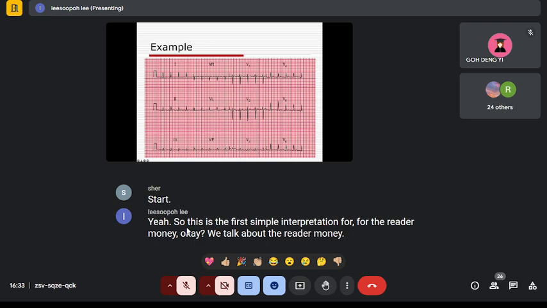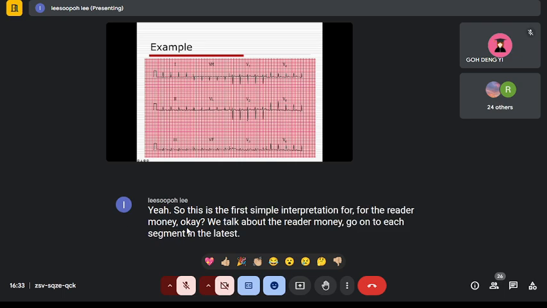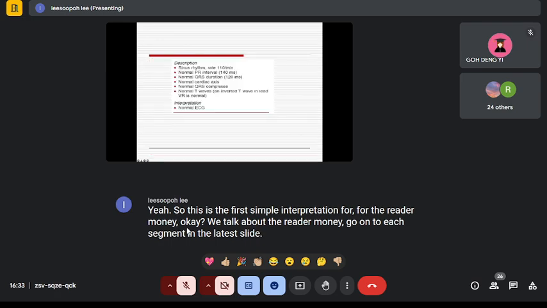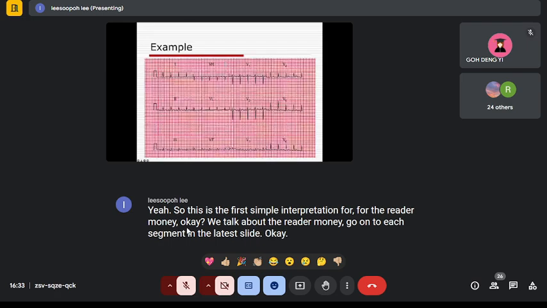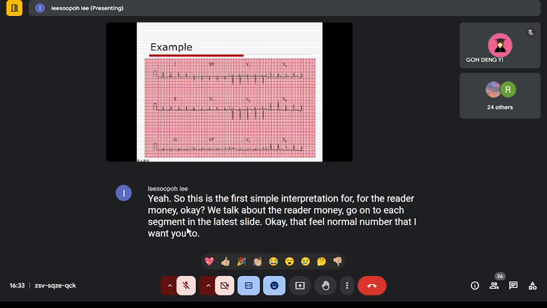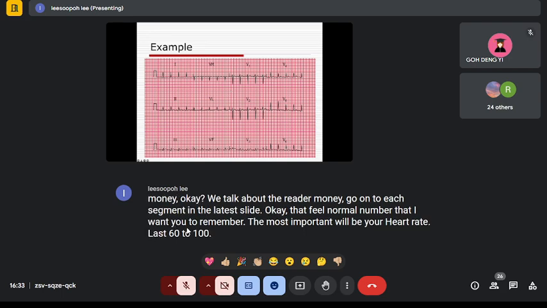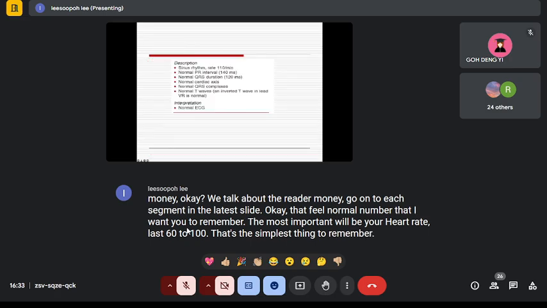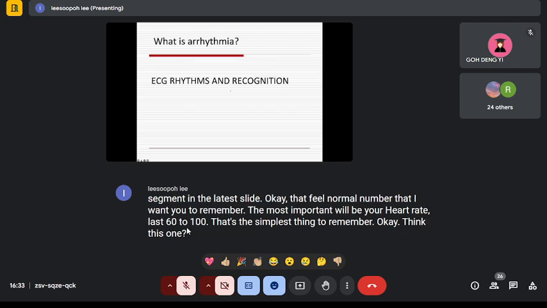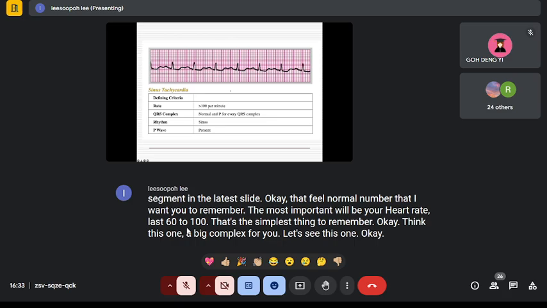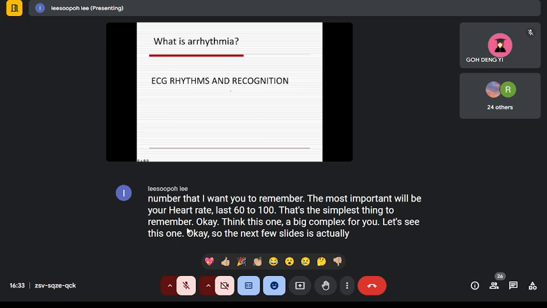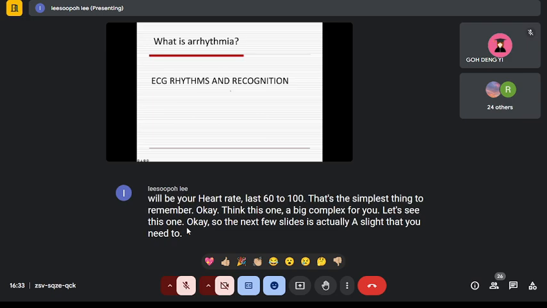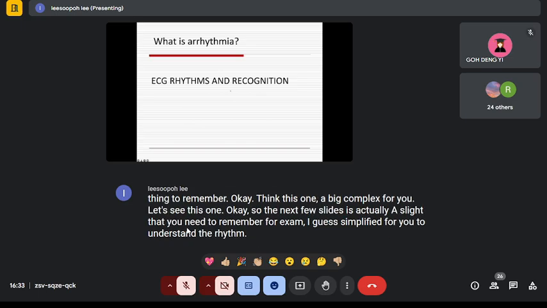Okay, we're talking about the rhythm only. We'll go on to each segment in the later slide. Okay, there are a few normal numbers that I want you to remember. Of course, the most important will be the heart rate, 60 to 100. That's the simplest thing to remember. I think this one is a bit complex for you. Let's see this one. So the next few slides are slides that you need to remember for exam because it's simplified for you to understand the rhythm.